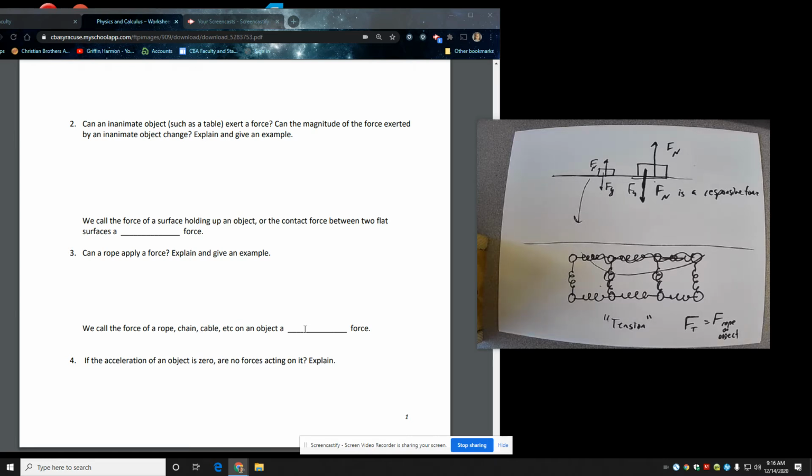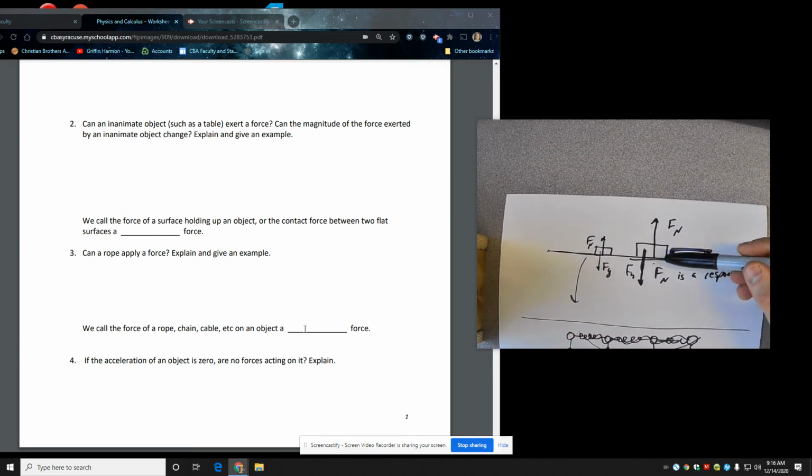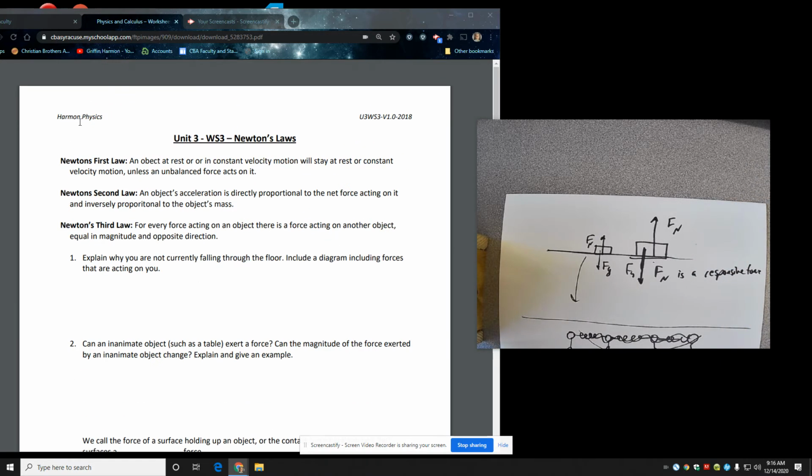And then the last one there: if the acceleration of an object is 0, are there no forces acting on it? Well, you go back to this. This object's acceleration is 0. It's just sitting there. But there's forces acting on it. They're balanced. The whole point is, going back to Newton's first law, if the forces are balanced, its motion will stay constant. If they're unbalanced, the motion will change.